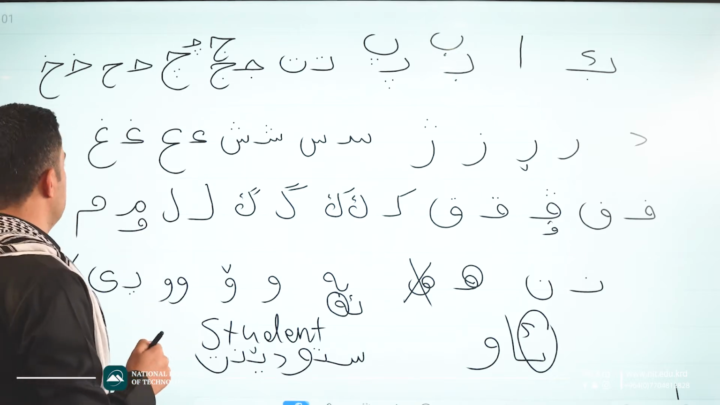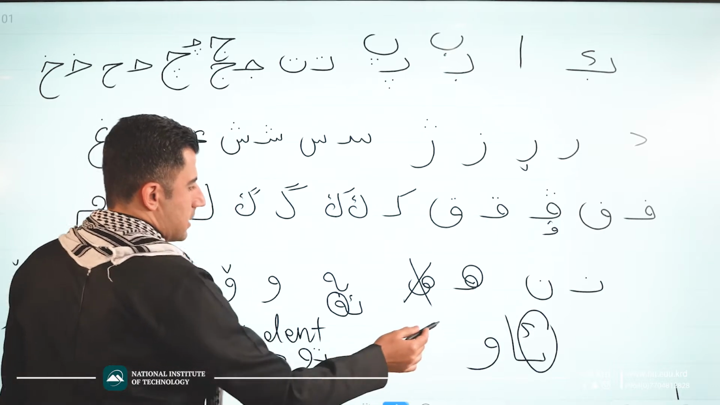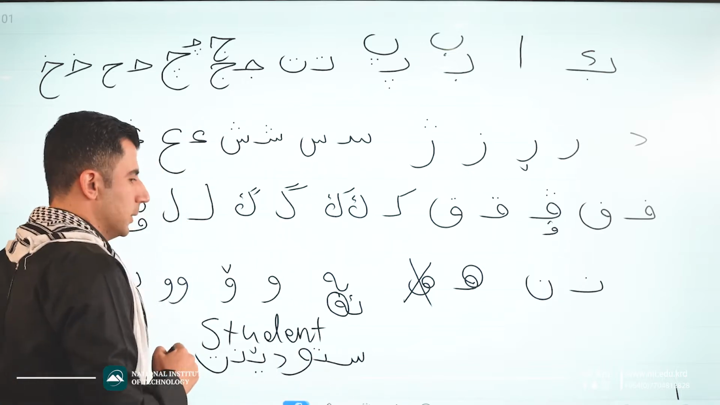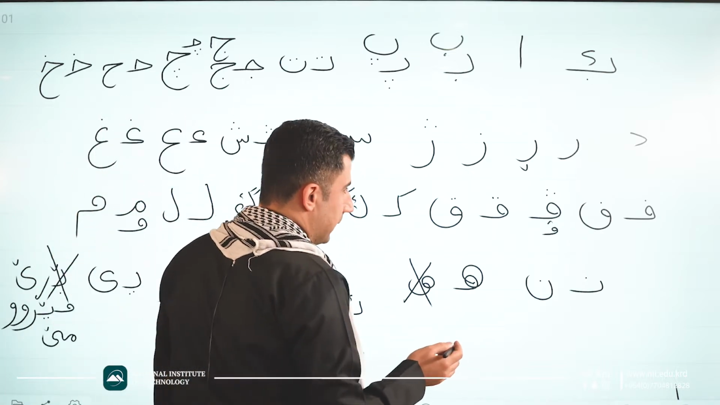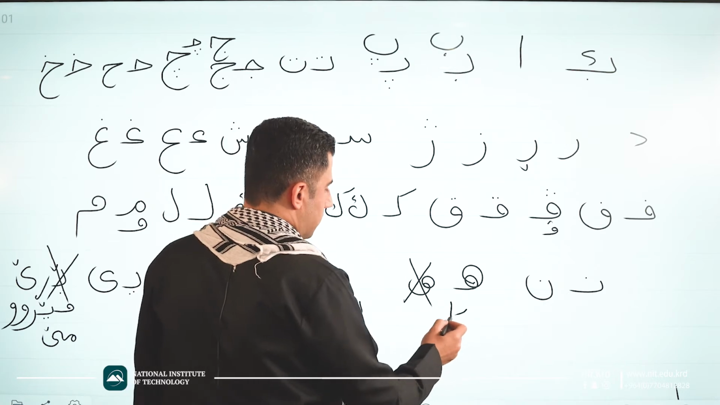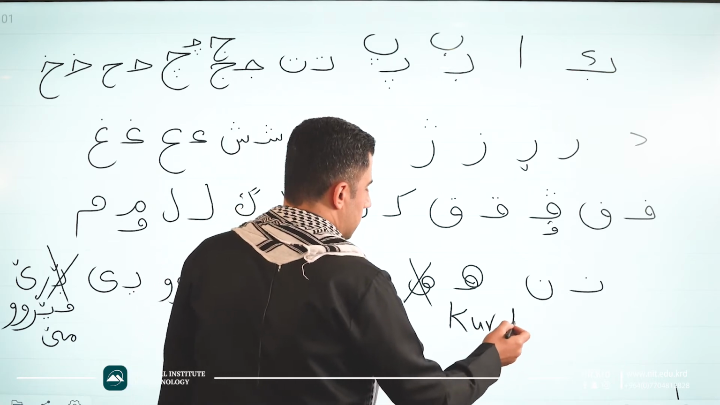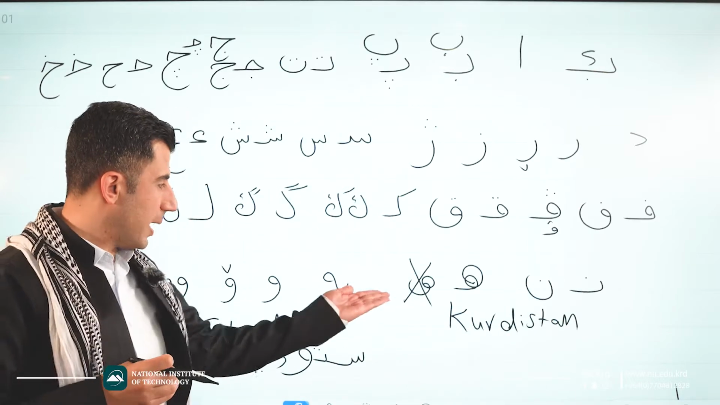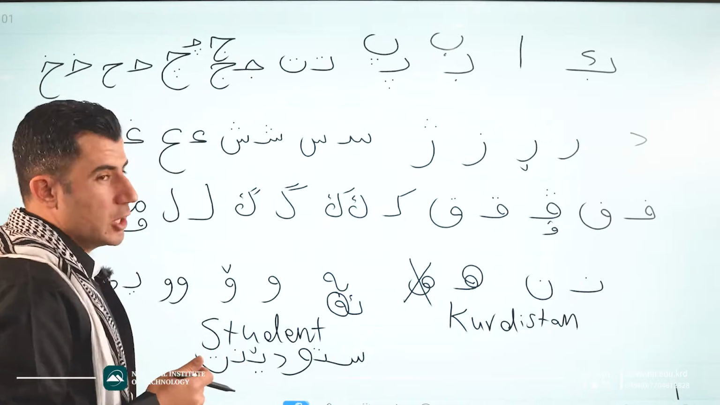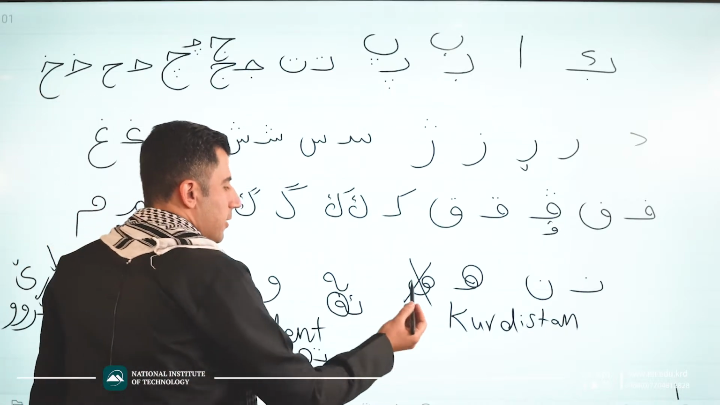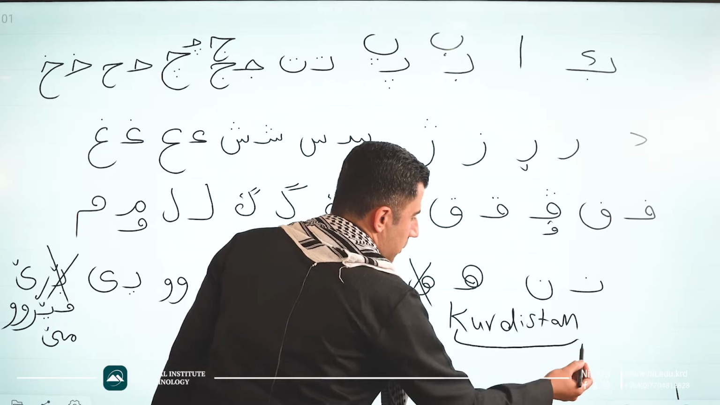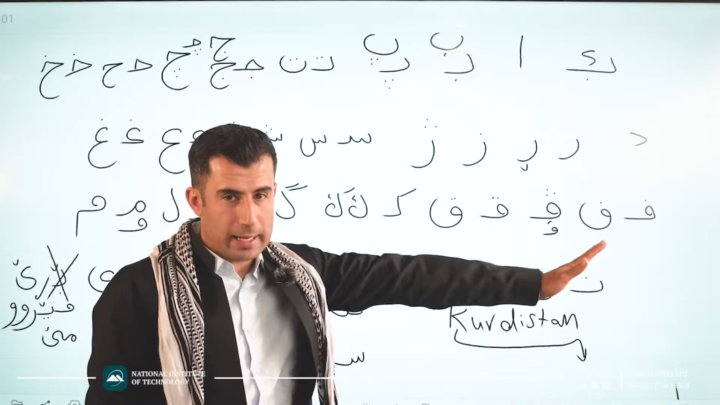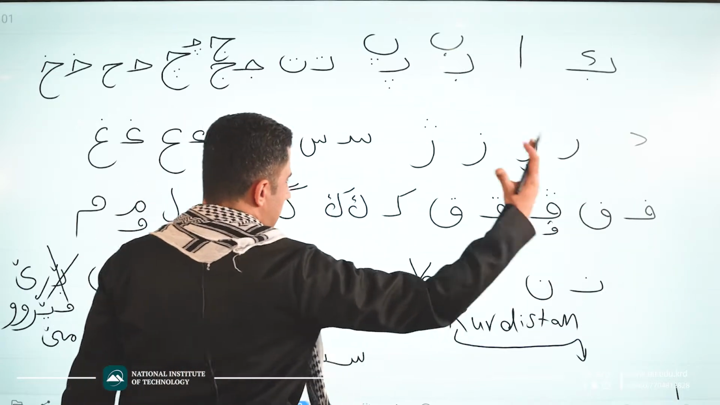Okay? Another one, let me clean part of it. Then we have to write down, for example, Kurdistan. Let us write down this by using Kurdish letters. The first one is K. We say that we have to go to the other direction because English is from left to right, and in Kurdish from right to left.